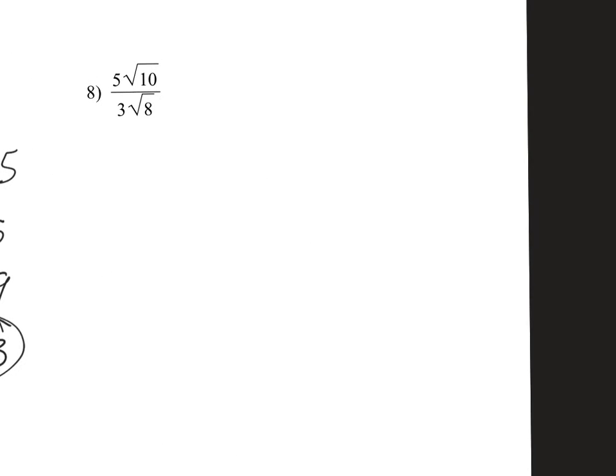Okay, for the next one, again, we are multiplying the top and the bottom by whatever is under the radical, so by radical 8. So that gives me 5 radical 80 over 3. Radical 8 times radical 8 is radical 64, or you can just say 3 times just a plain 8.